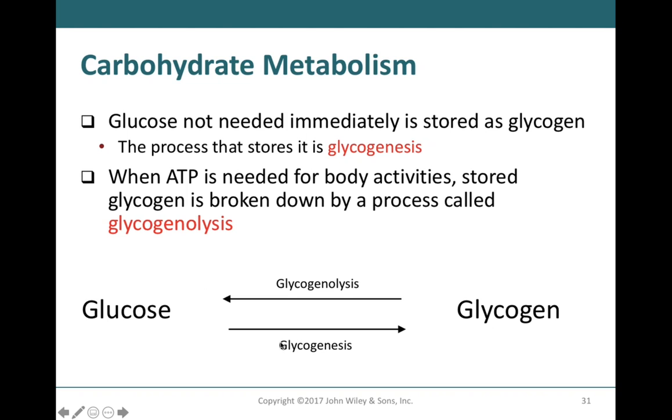So this here will be an anabolic reaction because we're taking simpler molecules and turning them into more complex molecules. And glycogenolysis is going to be a catabolic reaction because we're breaking down this more complex molecule and we're going to be producing glucose. And that is going to eventually enter into cellular respiration so that we can break that glucose down and make more ATP.